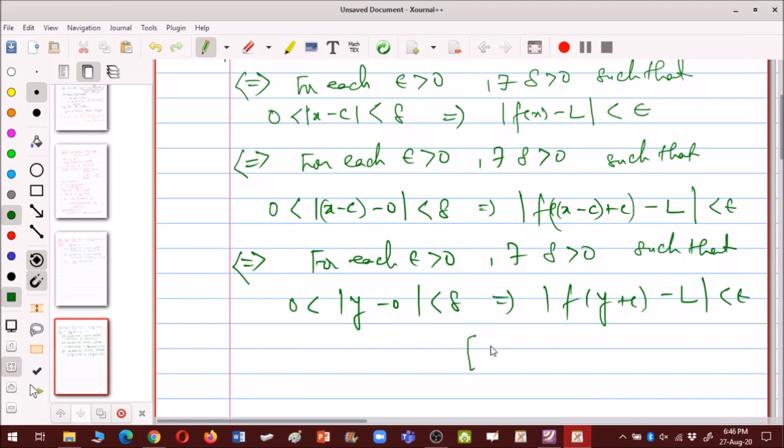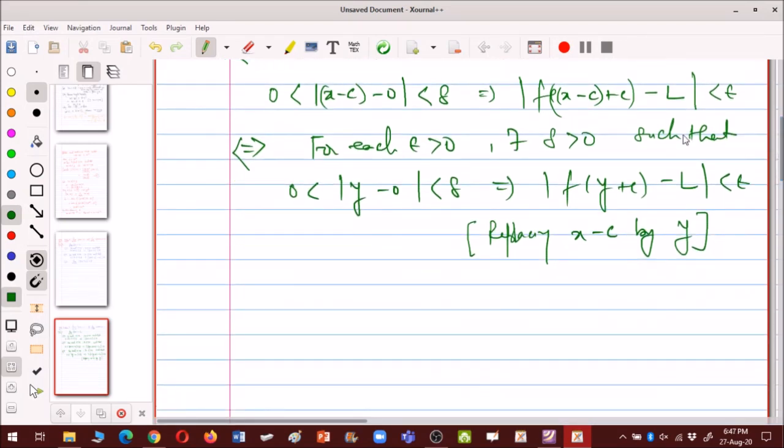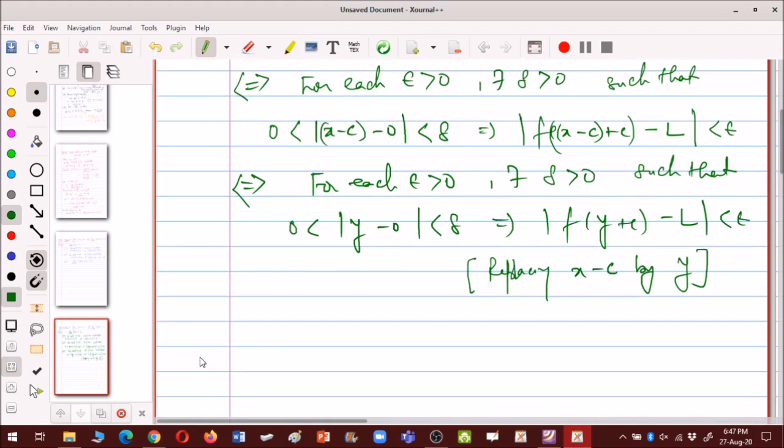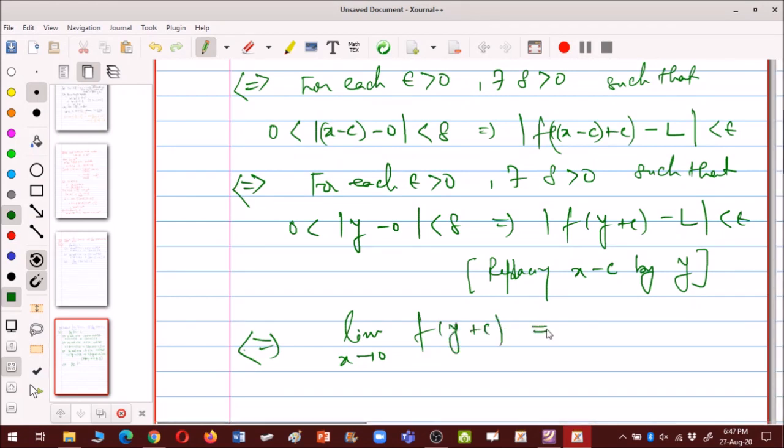So what we are doing, replacing x minus c by y. So this is what we have done. So now by definition of limit, this is equivalent to saying that limit y tends to 0, because |y minus 0| is less than delta implies f(y plus c) is equal to L. So this proves question number 4.